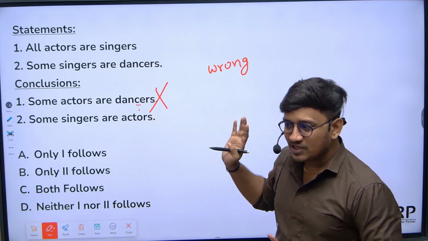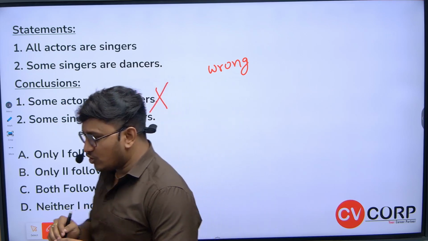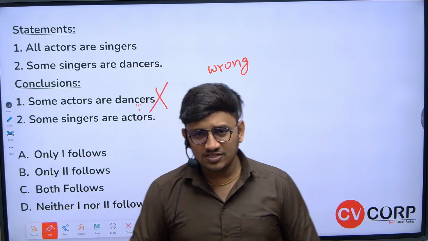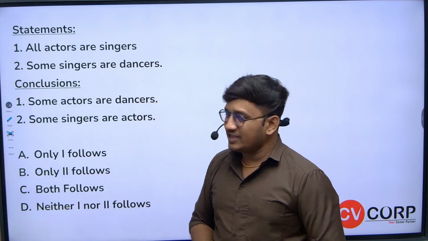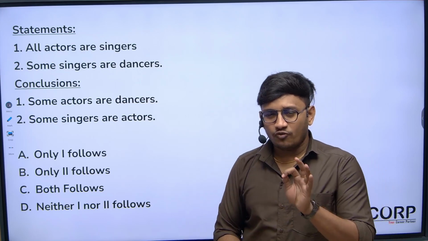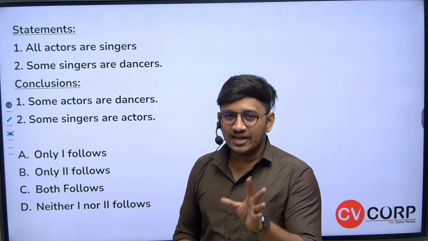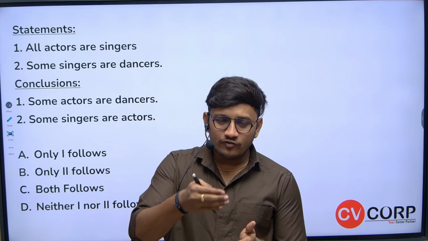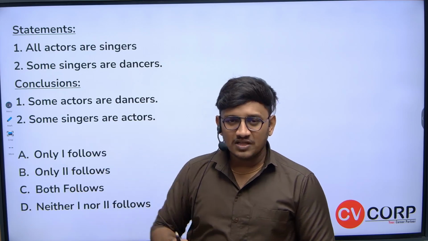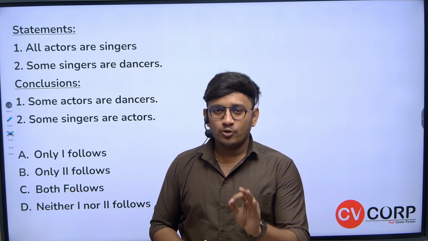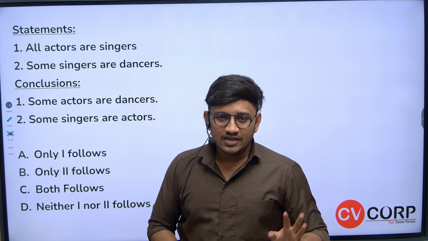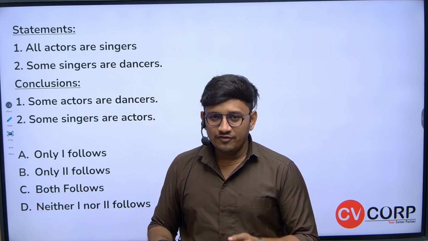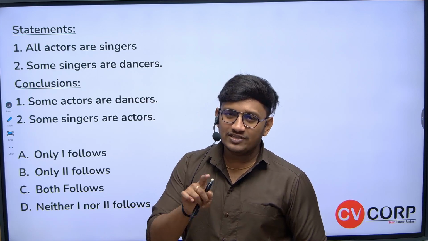Am I clear? So I hope you all are clear. Let's try to solve the rest of the questions, so you will get more clear. This simple approach we call the Venn diagrams negative approach. I repeat the statement: instead of proving the conclusions correct, prove that the conclusion is wrong. If you are able to prove that the conclusion is wrong, then it is wrong. If you fail to prove it is wrong, obviously it is correct.